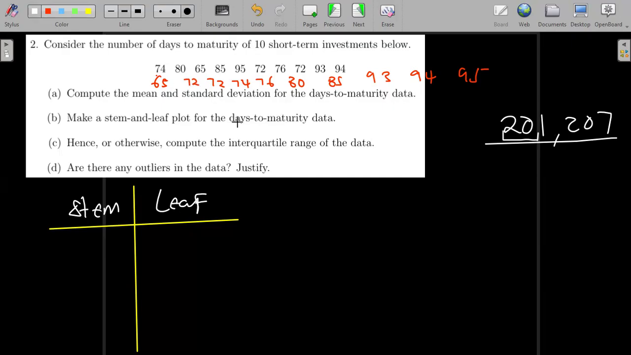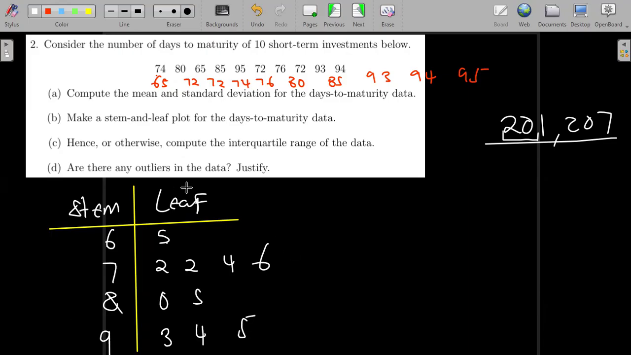So one will be the leaf, one will be the what? The stem. So for the 60s, we only have six, and then the leaf will be 5. So this is 65. Then for the 70s, we have 72, another 72, 74, and then 76. For the 80s, I have 0, which is 80, and 85. That's all. For the 90s, I have 3, 4, and then 5. Okay, so this is my stem and leaf plot.